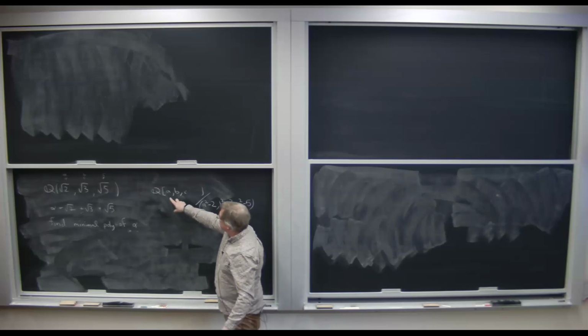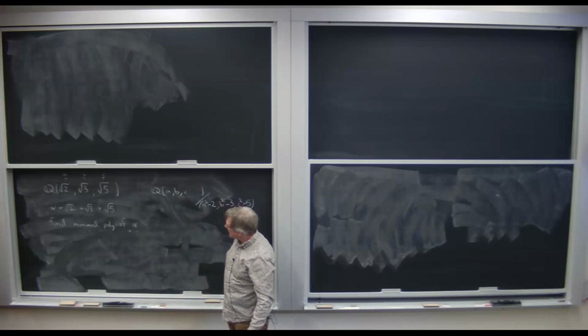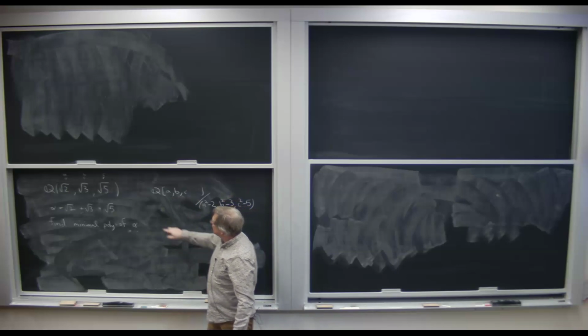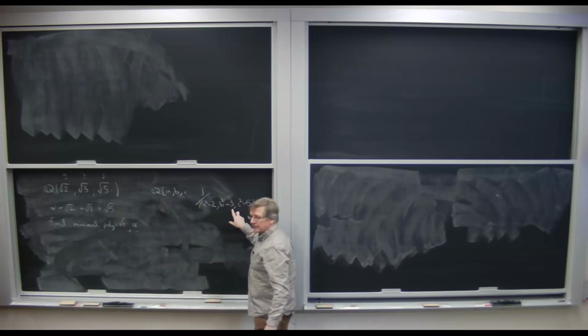But this is an element in there, which is A plus B plus C. So you're saying that this guy's isomorphic to that quotient? The field here is actually isomorphic to this guy. Does that make sense?